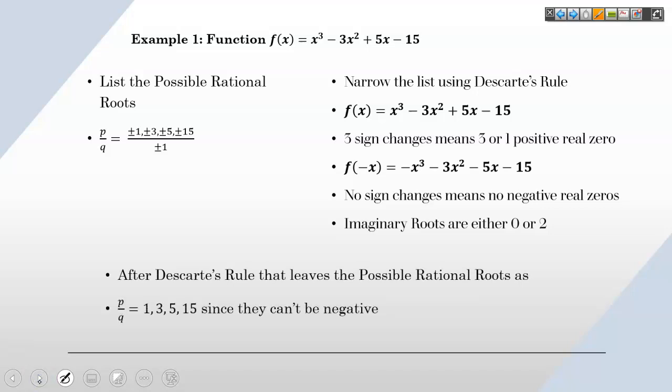So again, if there can be no negative real zeros, then the plus or minus go away and they all become positive. So Descartes' rule can eliminate potential rationals because they can't be negative. You don't want to bother trying any numbers in synthetic substitution to find a real root that are negative because it can never be negative. Does that make sense?